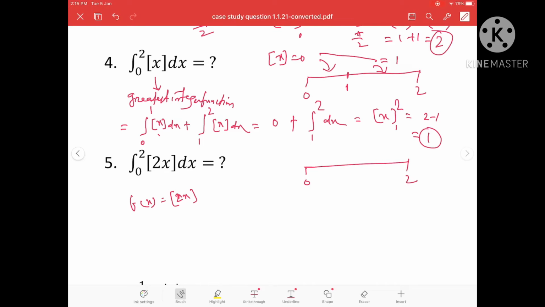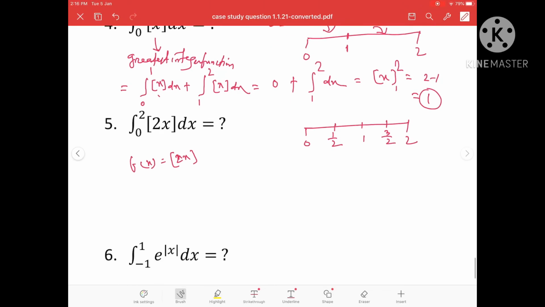If you put x equal to half, then this will be 2 into half, which is 1, an integer. Again, if you put x equal to 1, 2 into 1 is 2, again we get an integer. Next, if you put 3 by 2, then 2 into 3 by 2 is 3, again an integer. That means between 0 and 2, half, 1, and 3 by 2 are the points where the bracket of 2x gives you integral values.